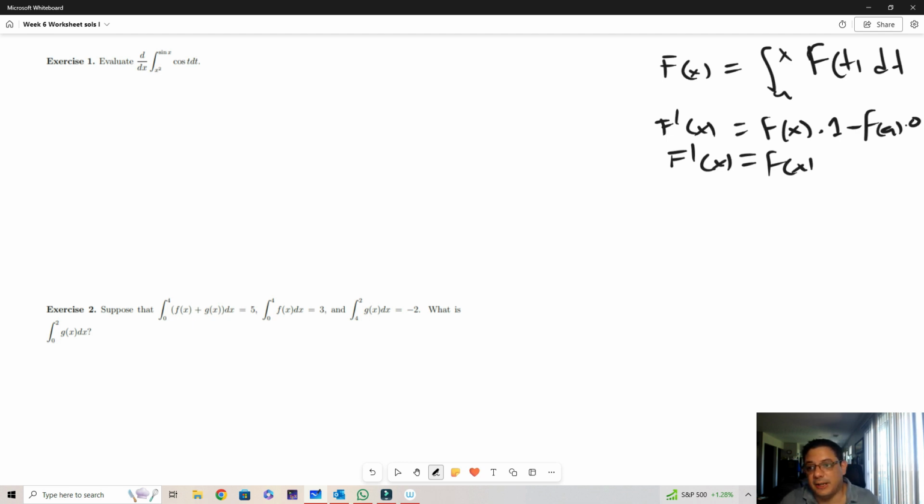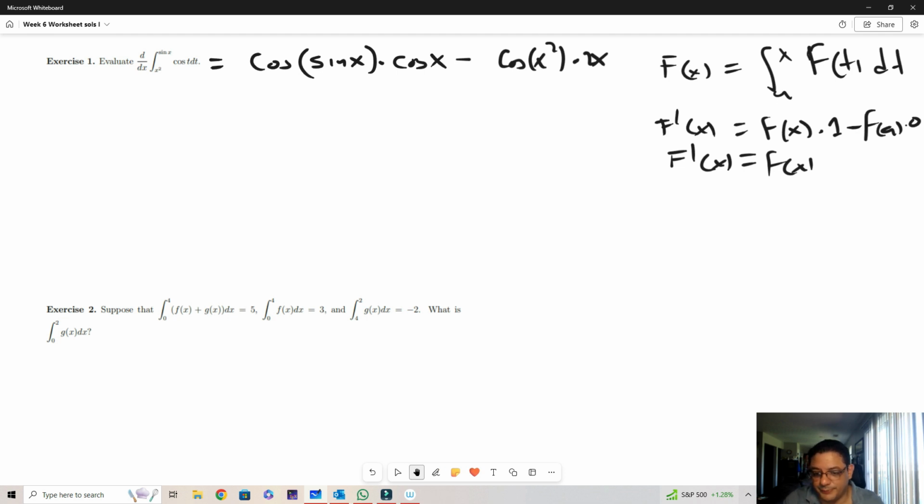However, in this scenario, because the function that we're taking has two limits that are functions, the derivative of this is going to be the cosine plug in sine of x times the derivative of sine of x, which is cosine of x, and then minus the cosine plug in x squared times 2x. And that pretty much is the solution to this question. There's no way to simplify or to do anything else in here, so that's pretty much it.